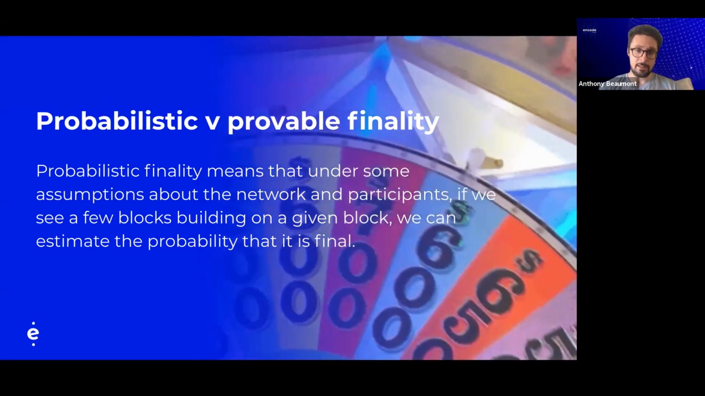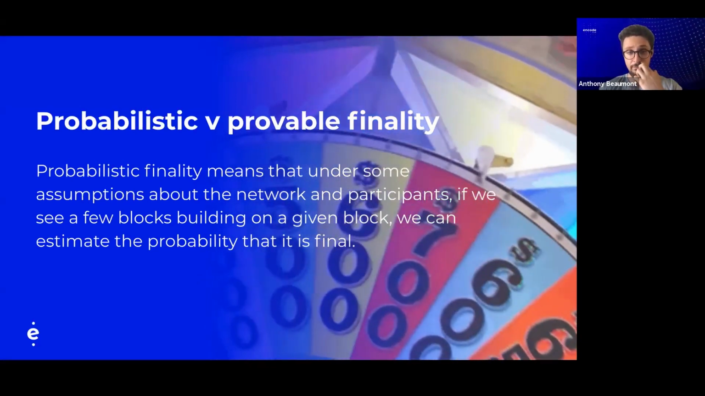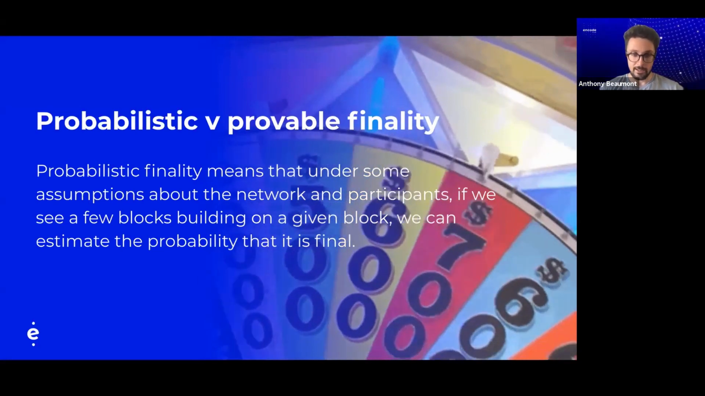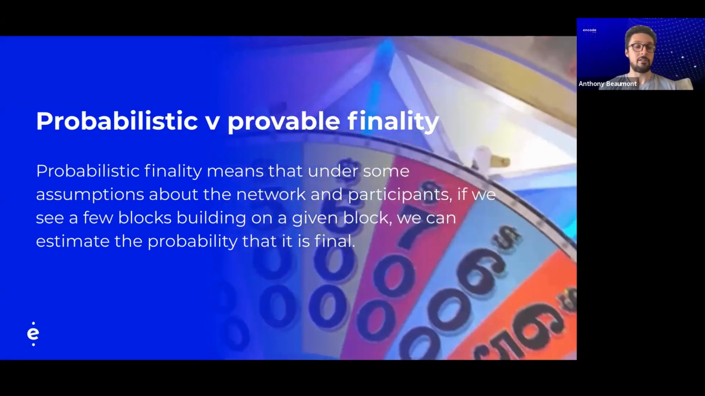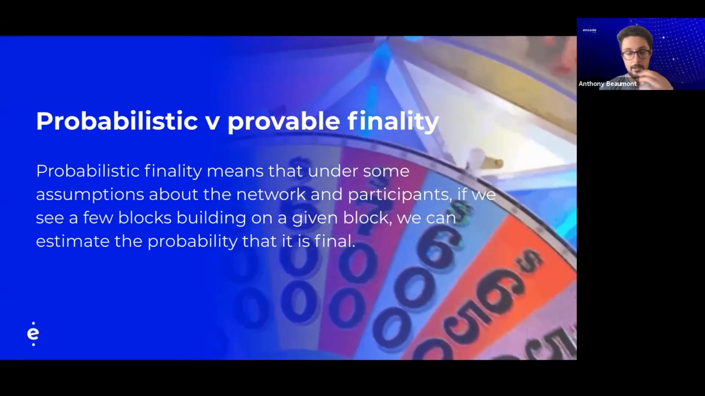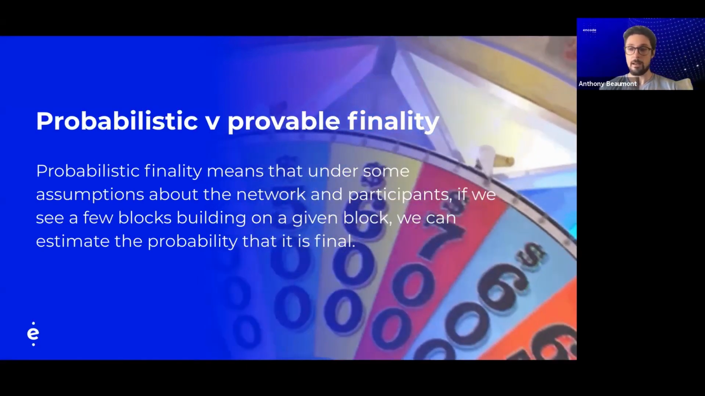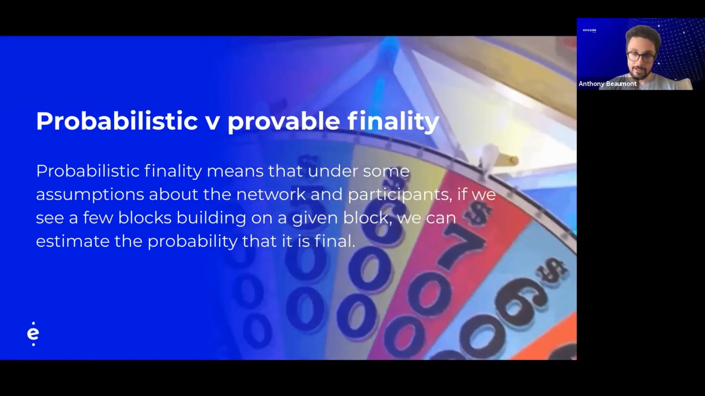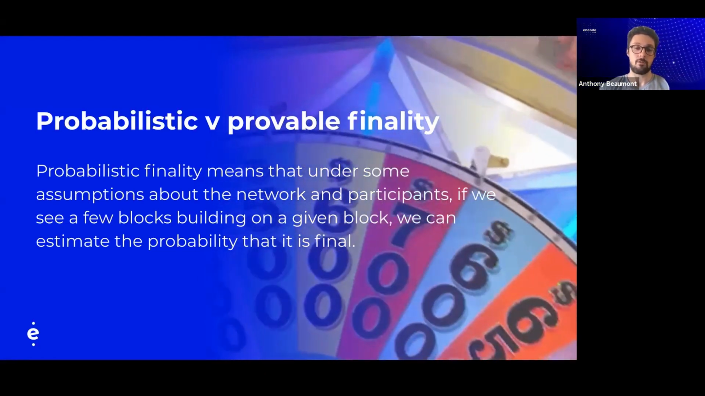And this means that under some assumptions about the network and participants, if we see a few blocks building on a given block, we can estimate the probability that it's final. So if more blocks are being built, and the block in question was many, many blocks ago, and everyone agrees that it's happening, I can make an estimation of how likely it is that this block was right.